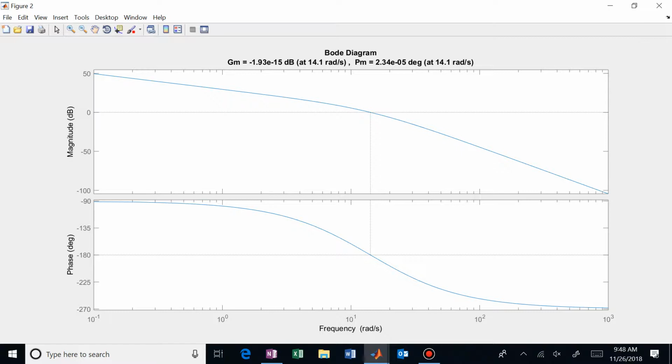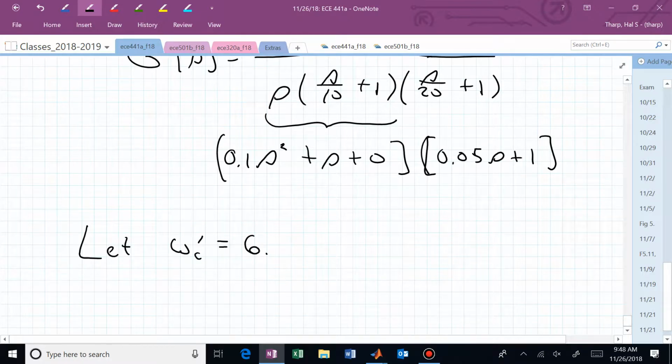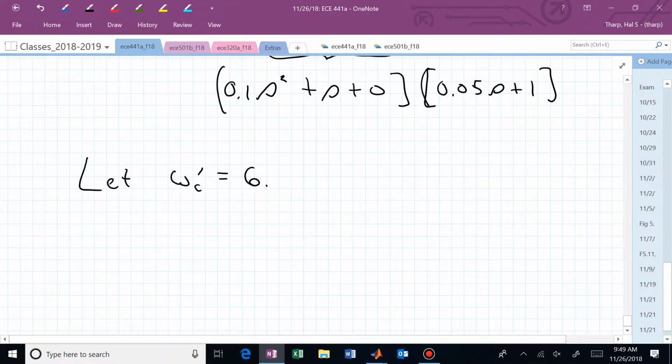And where does that happen? Well, that might be a little bit easier to find. That looks like it's at 2, 3, 4, 5, maybe 6 in terms of frequency. Oh, what the heck. Let's just say that now we let omega sub c prime be 6. Does everybody see where that came from? We slide back until we try to get a phase margin value that we would like with the safety margin factored in.